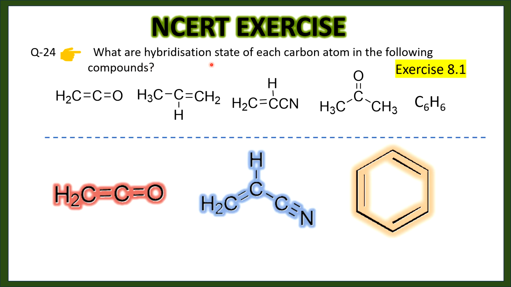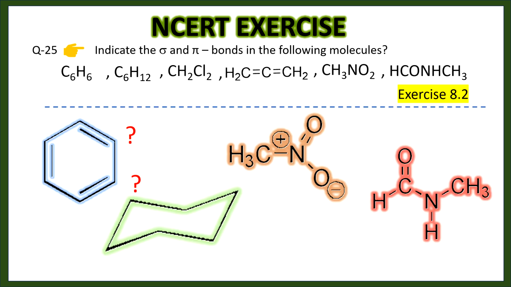What are the hybridization states of each carbon atom in the following compounds? You could see this is sp2, sp, and double bond means sp2, triple bond sp, and the same here sp3, sp2 as double bond, and in case of benzene C6H6 all are sp2 hybridized.